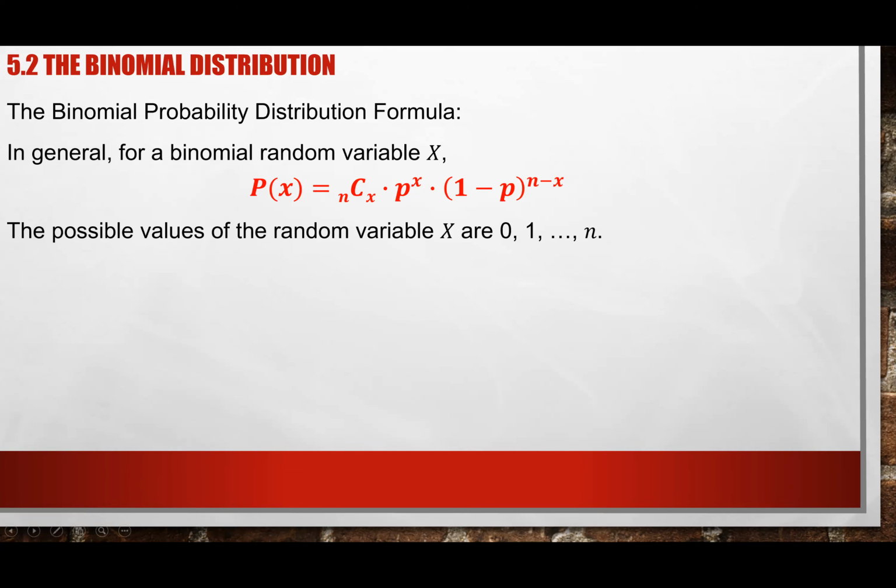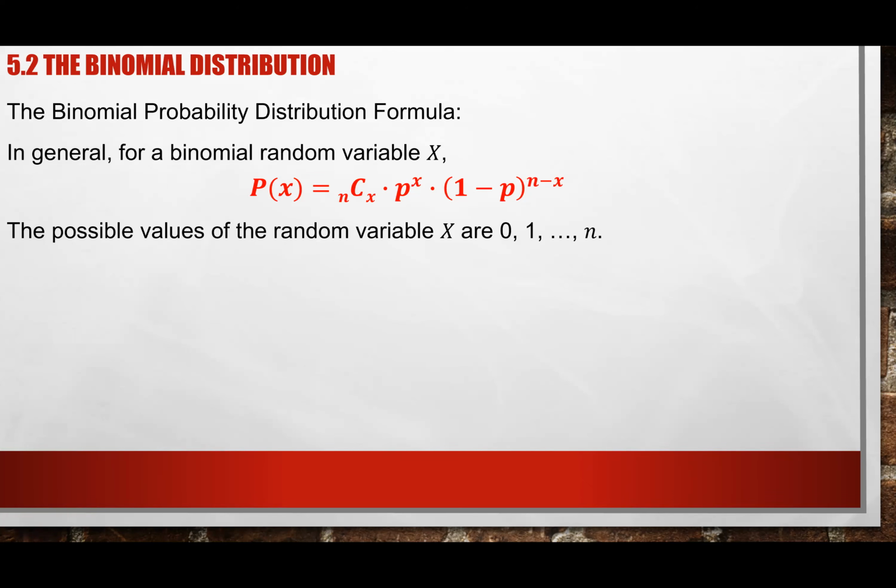Multiply by the probability of success, which is your P, raised to the X, multiplied by 1 minus P. In this book, the author used 1 minus P raised to the N minus X. And again, the X is the possible outcome that we want, the possible item that we want. And the X can be 1, 2, 3, up to N, or 0, 1, 2, up to N.